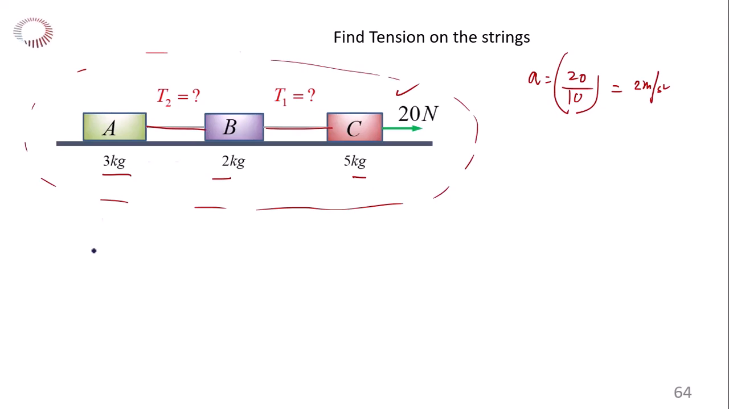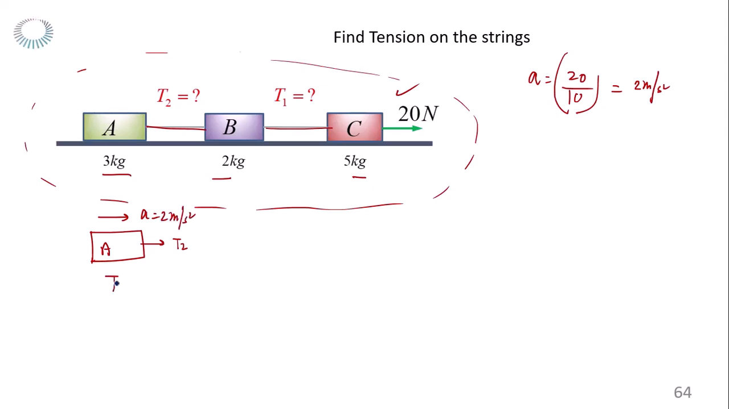Now the tension in the A string. For the A body, tension is always away from the body. So T2 acts away from the body, and because of T2, the particle A moves in the forward direction with an acceleration of 2 meter per second square.